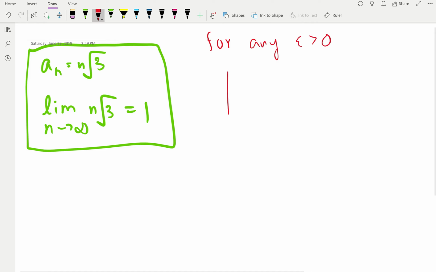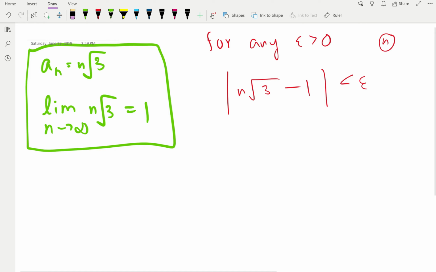Let's take the difference between the nth term of the sequence and the limit. So we want to find the n that is large enough to guarantee this relationship. We want to actually find the capital N here, right, to match with our definition. Perfect. Now what can we do from here?